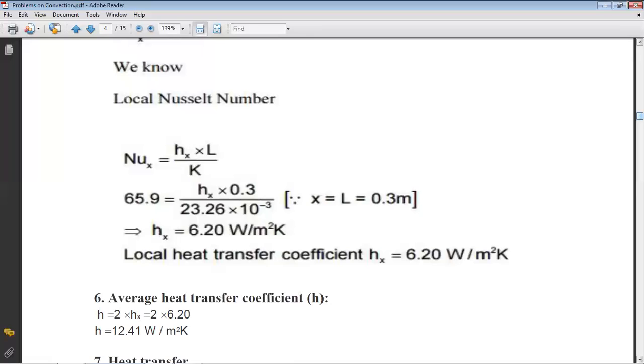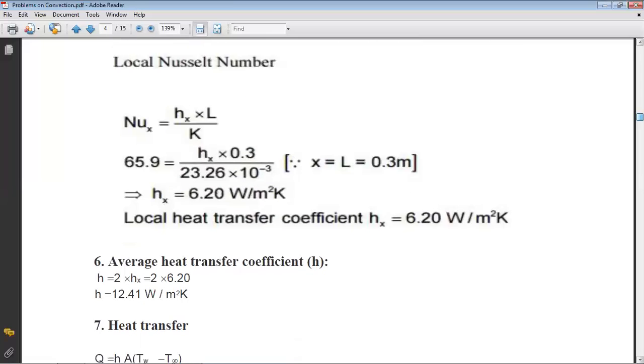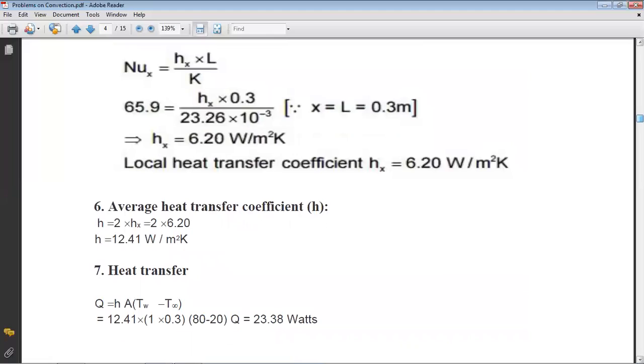Now once you put the values of L and K, you will have the local heat transfer coefficient as 6.2 watt per meter square Kelvin. The next bit of the question is we need to calculate the average heat transfer coefficient, which is 2 times the local heat transfer coefficient. Hence, you will end up with a value of 12.4 watt per meter square Kelvin.